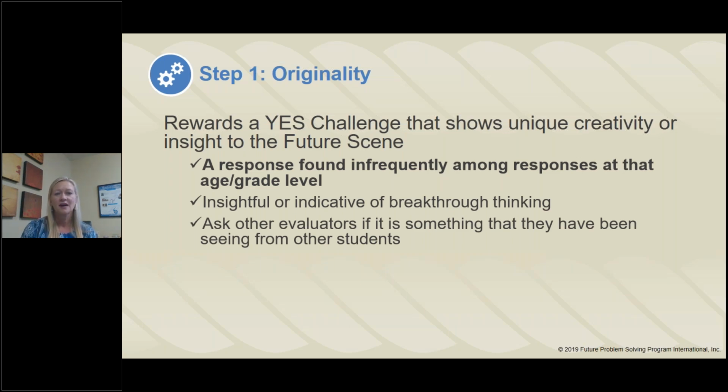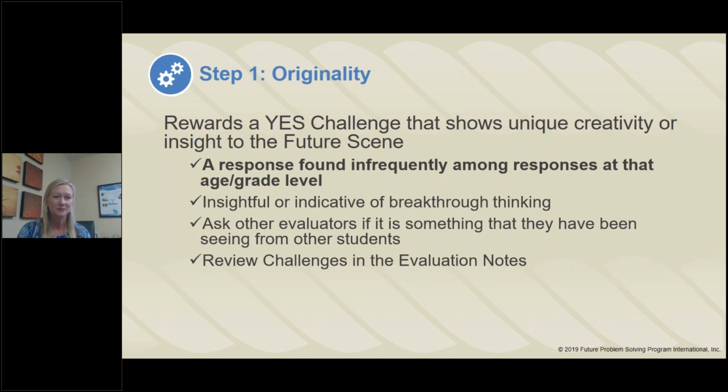If you come across a challenge that you feel is an original, ask another evaluator if it's something they've seen or heard from other students in that same level. Review the challenges in the evaluation notes. These are the notes that are specific to each of the topics. If it is a challenge that's in those evaluation notes, it wouldn't be one that you would award an originality to, because it's one that's been noted as already a possible challenge.